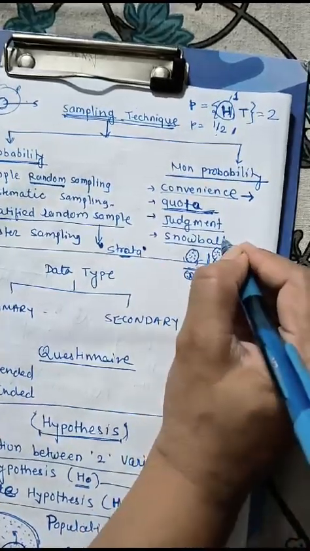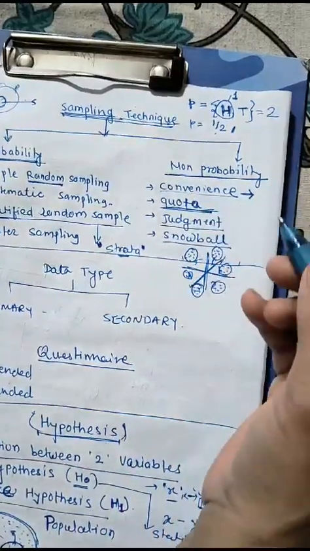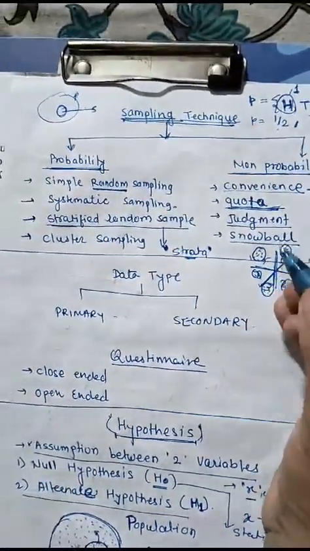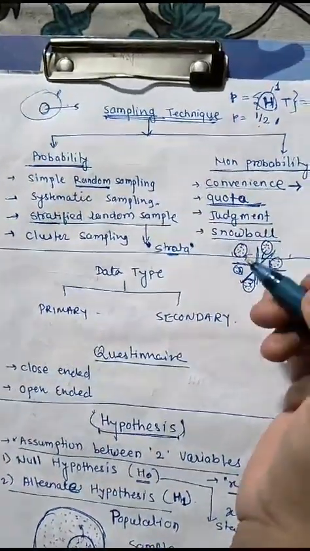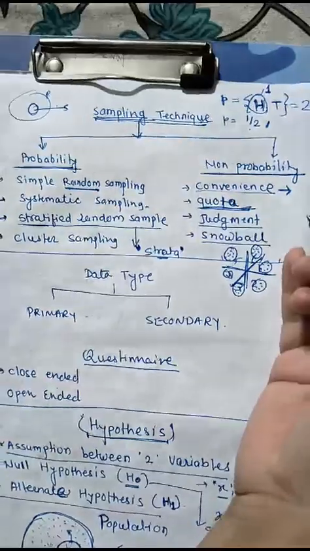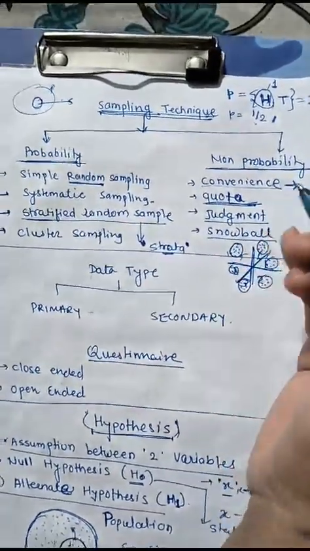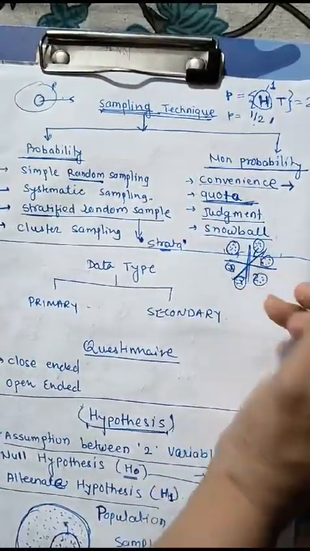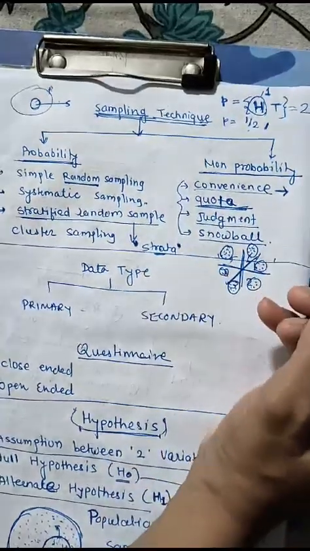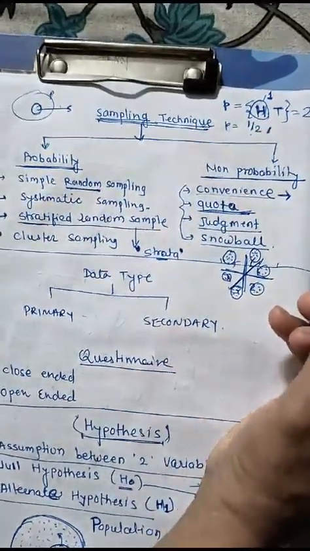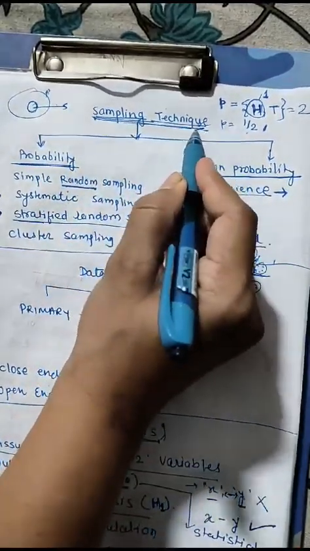Snowball sampling is when the researcher distributes the questionnaire to friends, and the friends forward that survey questionnaire to their friends, so the researcher is getting responses from friends of friends. That is a kind of snowball sampling. So these are the four non-probability sampling techniques available in research methodology to choose a particular sampling technique.